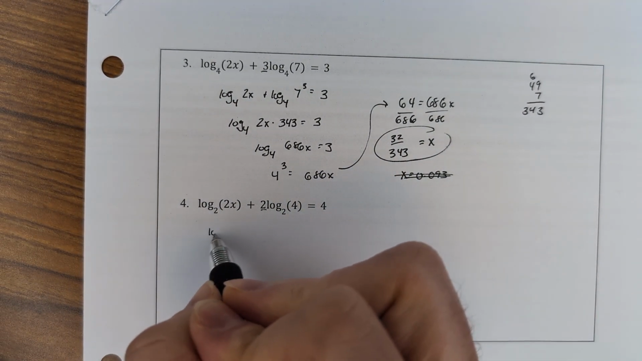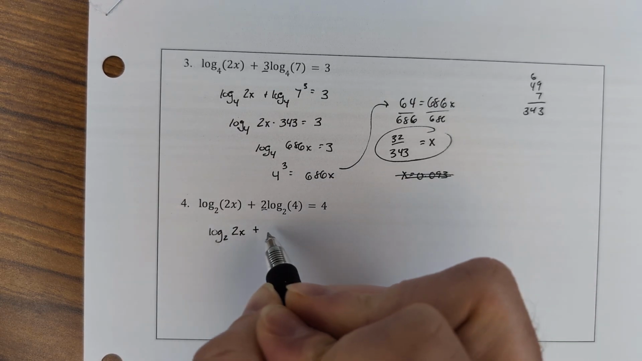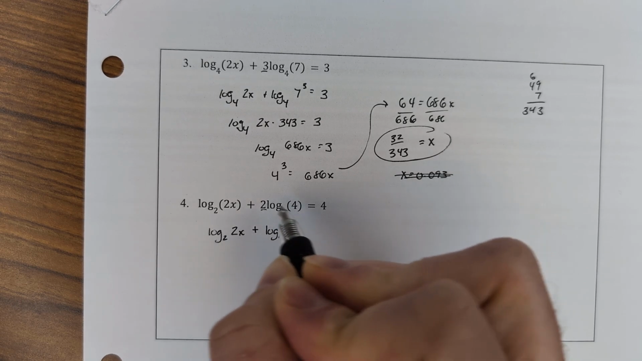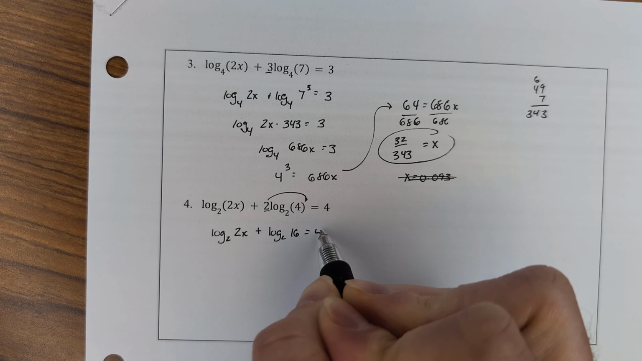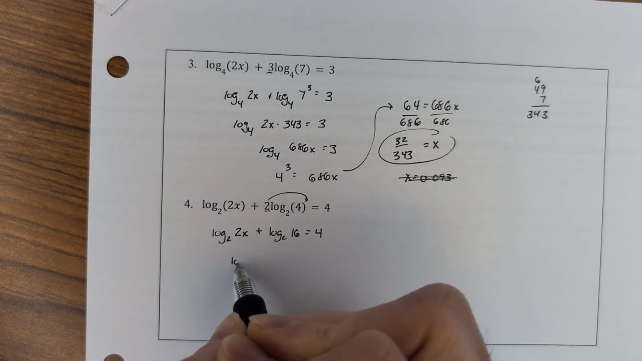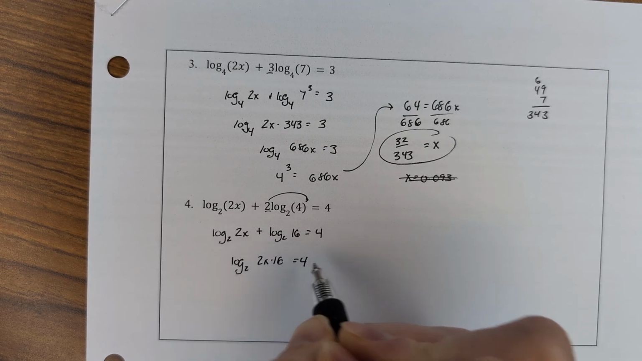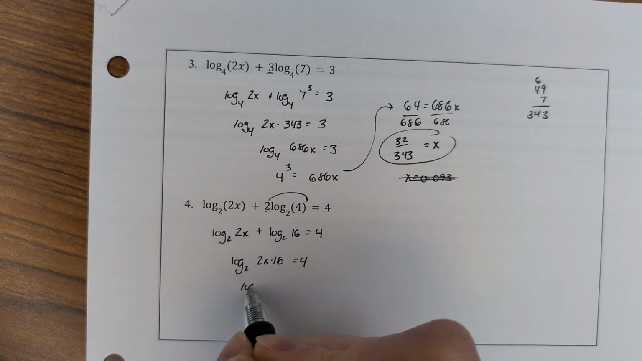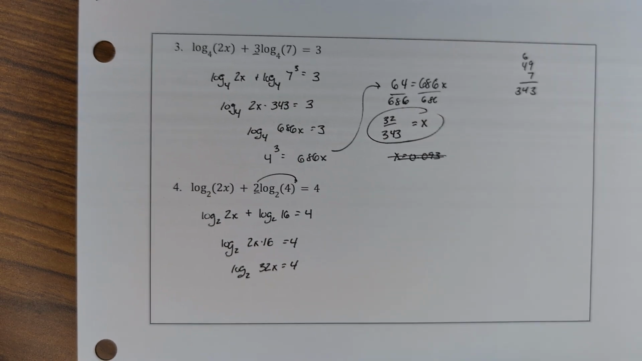All right, last one. A coefficient has to become our exponent. So log base 2 of 2x plus log base 2 of 4 squared, which I'll do in my head, would be 16. So the product rule means I have to multiply. 2x times 16 equals 4. So that's log base 2 of 32x equals 4.